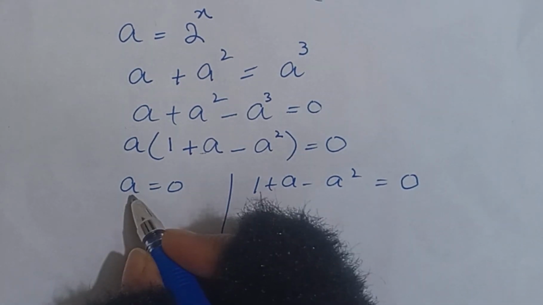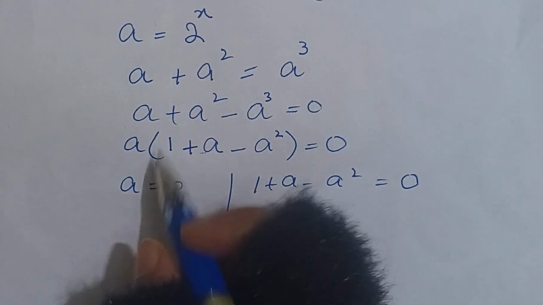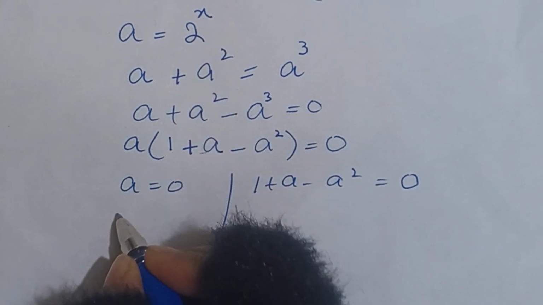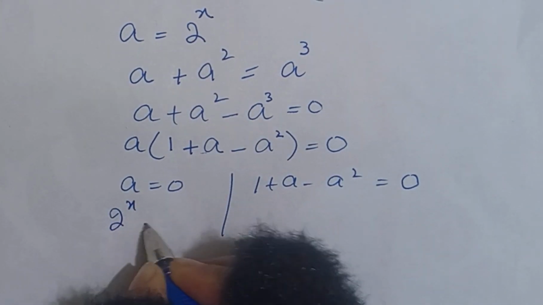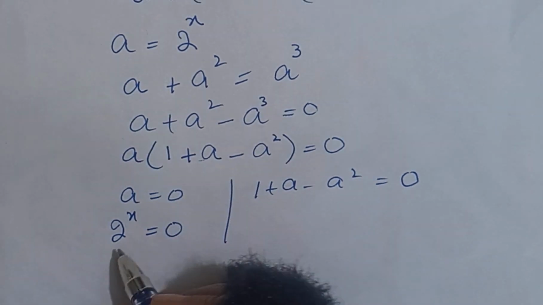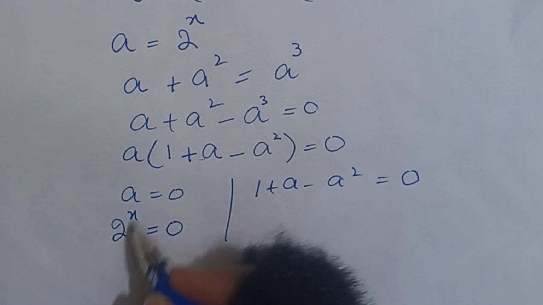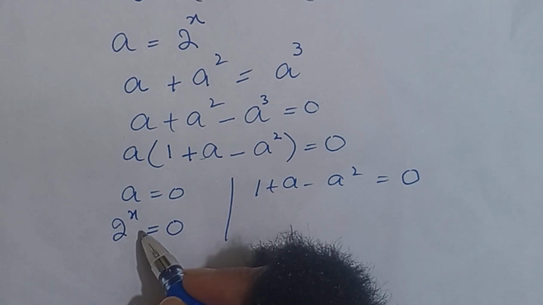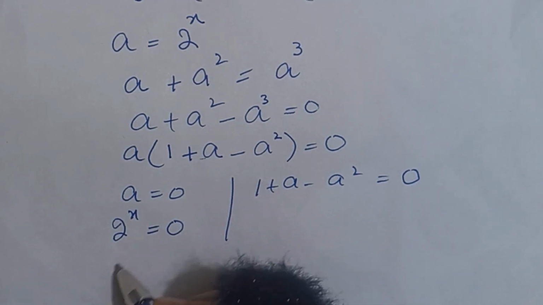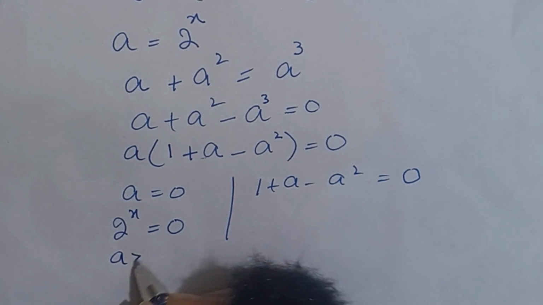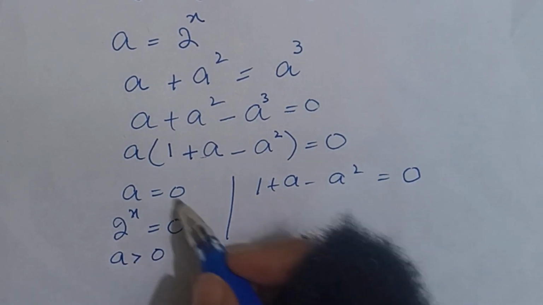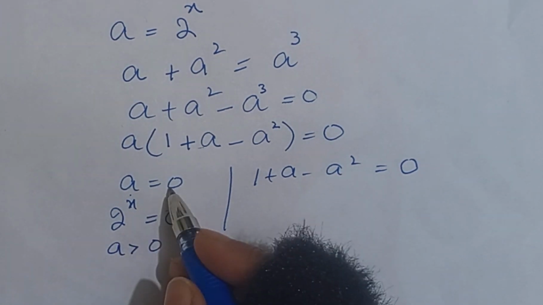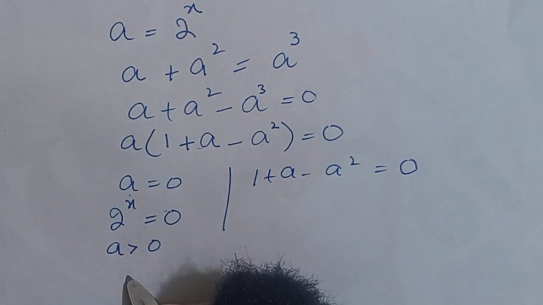So now look at this, a is equal to 0, and in our question we let that a is equal to 2 raised to the power x. So this implies 2 raised to the power x is equal to 0. And we know that 2 raised to the power x is an exponential function. Therefore, the value of a must be greater than 0, and in our case a is equal to 0. So a equal to 0 is not possible in our case.